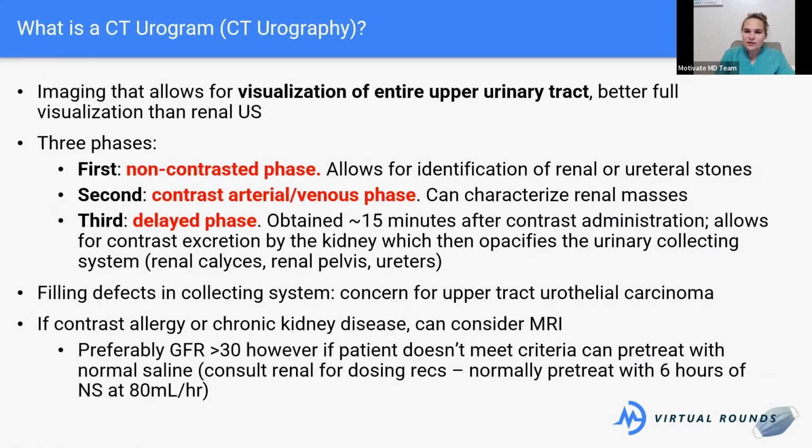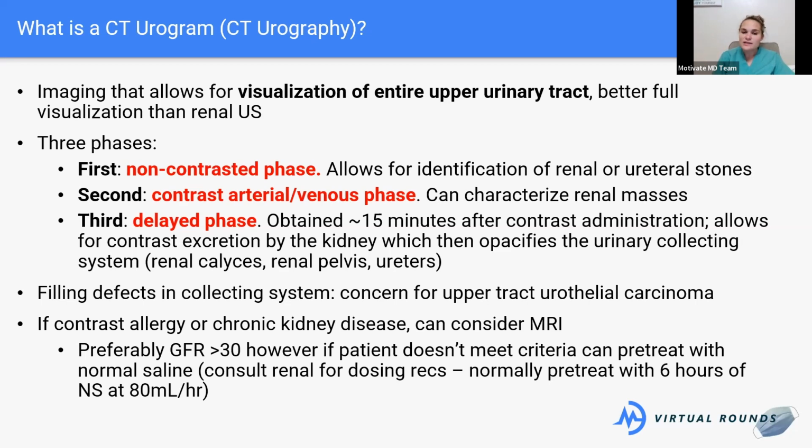So quickly, what's a CT urogram? It's an imaging that allows visualization of the entire upper urinary tract. They do it in different phases. There's a non-contrast phase where they take pictures, then they administer the contrast, and then they wait and take pictures for the delayed phase. Each of the phases tells us something different. I don't really know this, and it's not necessarily important unless you're really interested in radiology. The big thing is that this is the test you would order. So knowing what test to order is important.